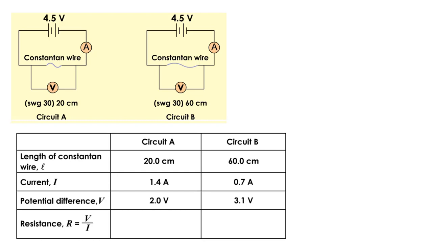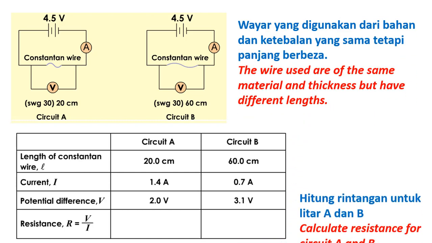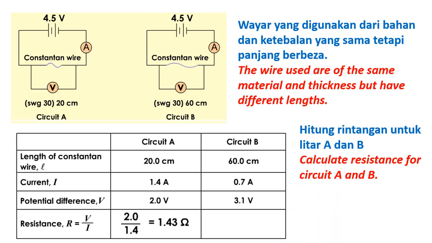Okay, let's say we have two circuits, circuit A and circuit B. Circuit A has a conductor wire of length 20 cm, while circuit B has length 60 cm. The current I is 1.4 ampere and the potential difference is 2.0 volt. So the resistance for circuit A is 1.43 ohm. The wires used are of the same material and thickness but have different lengths. So calculate the resistance for circuit A and circuit B.